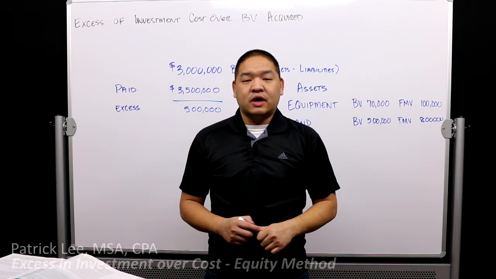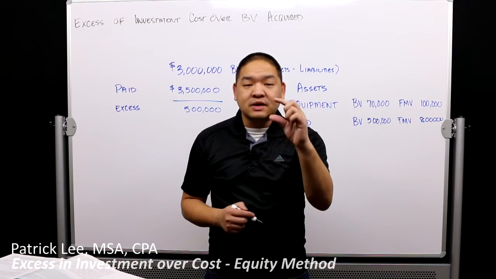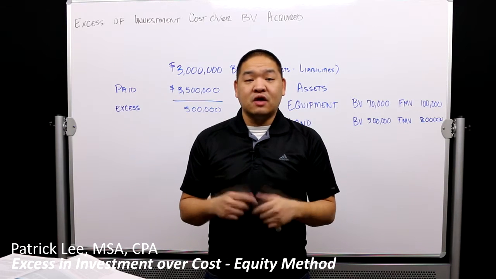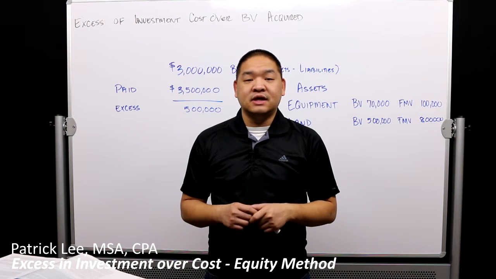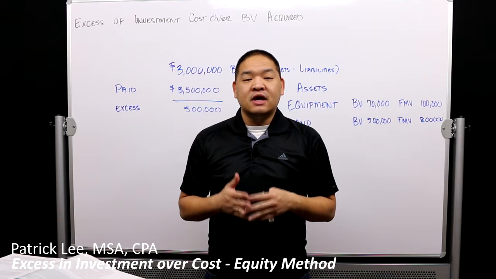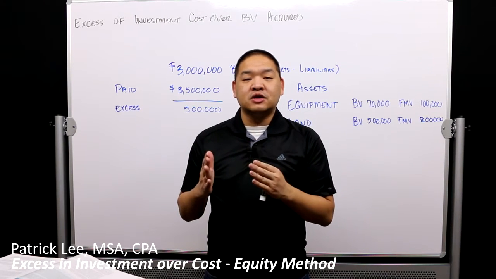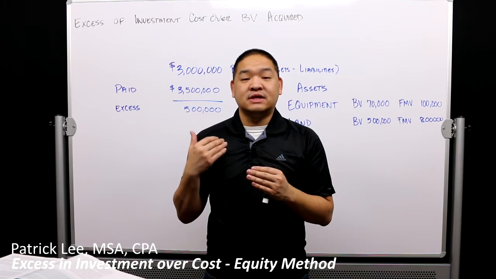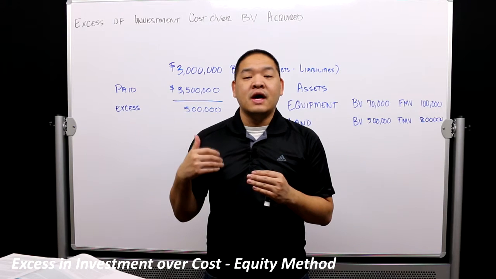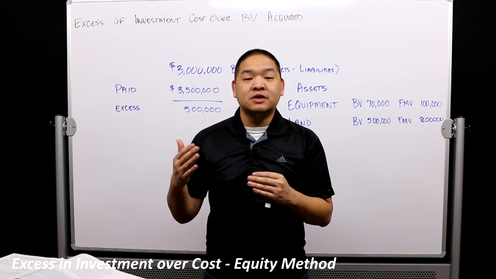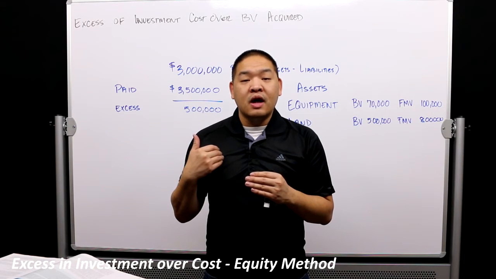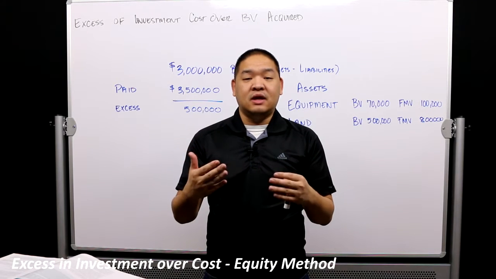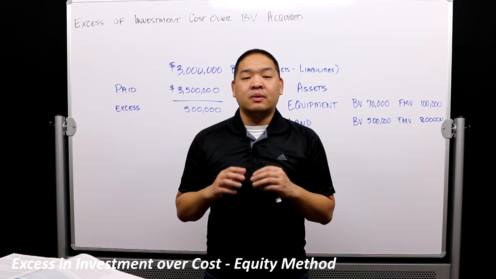All right, in this lesson, we're going to talk about a small topic, excess of investment cost over the book value of the investee. So what we're saying here is the investee is worth X amount of dollars, but we as the investor like what they're doing. Maybe they are showing consistent growth in their income, and maybe they're showing consistent growth in their customers. So we're willing to pay more than they're worth for the investment in them. And so how do we report that?